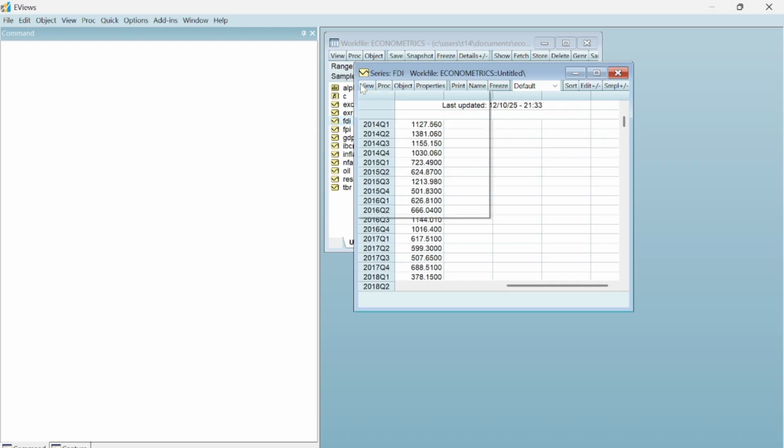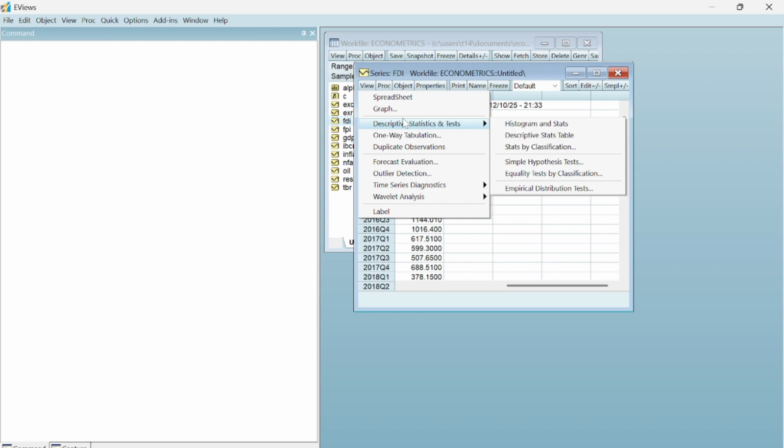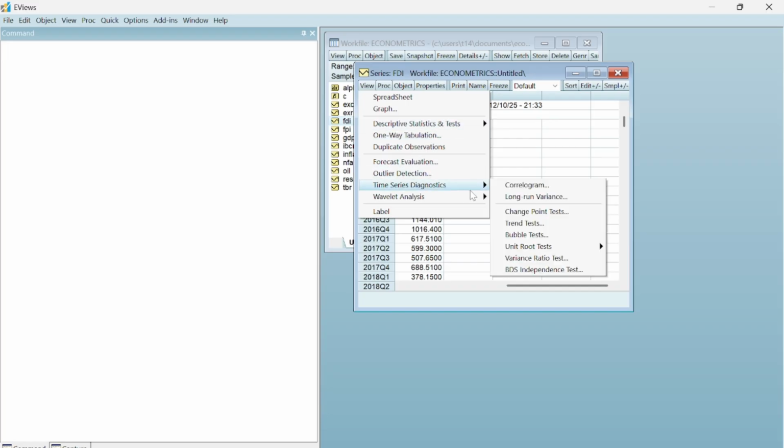So you click on view, and because this is the spreadsheet, you click on descriptive time series diagnostics. This is actually the latest EViews. If you're using a previous version like EViews 9 or EViews 10, you might not see it here, but when you click on view, you will probably see it there. So you go to unit root test.